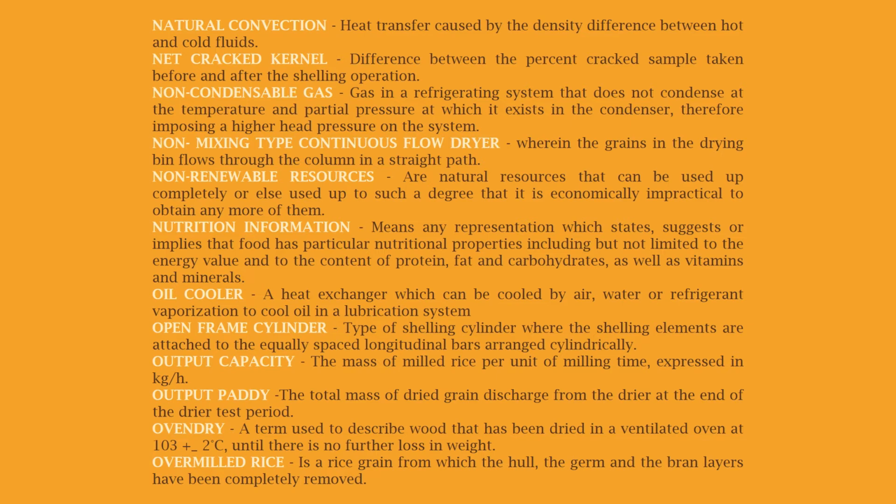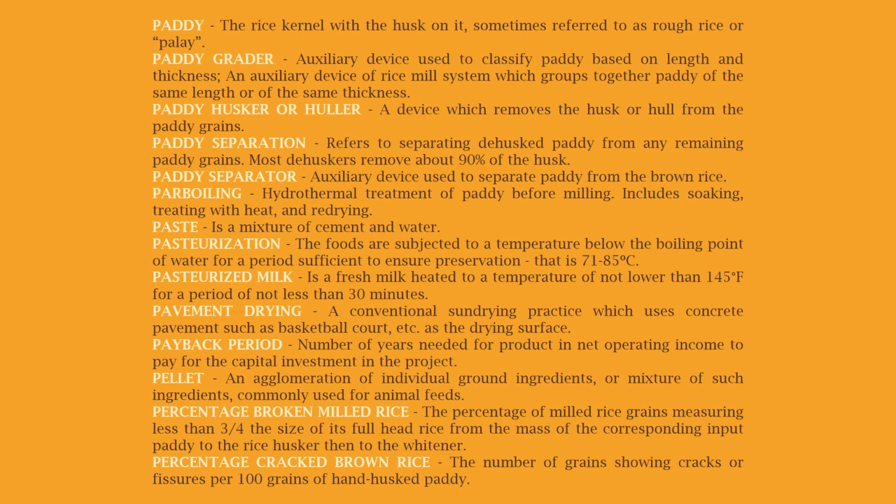Ovendry, a term used to describe wood that has been dried in a ventilated oven at 103 ± 2 degrees Celsius until there is no further loss in weight. Overmilled rice, a rice grain from which the hull, the germ and the bran layers have been completely removed. Paddy, the rice kernel with the husk on it, sometimes referred to as rough rice or palay.